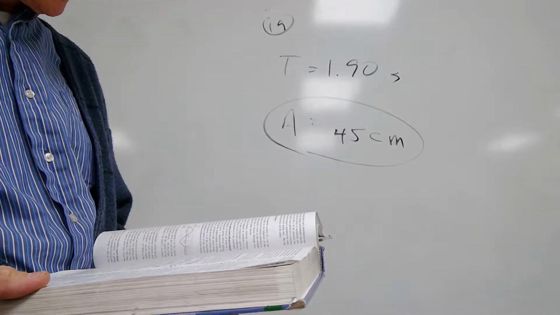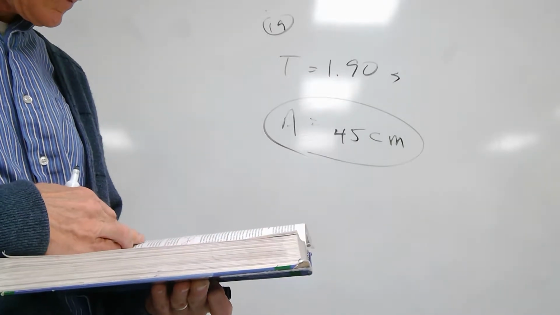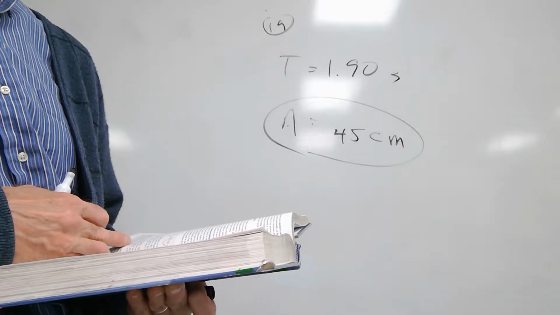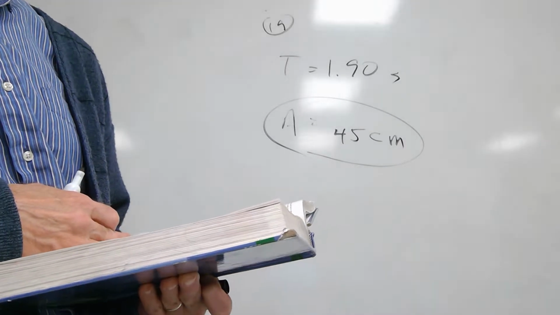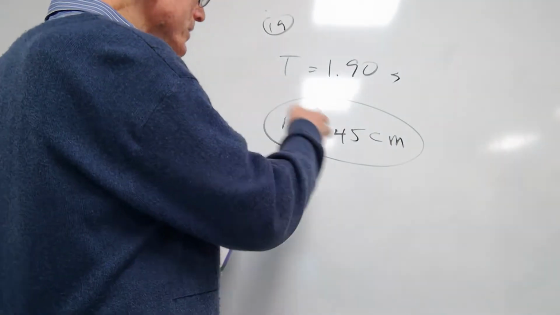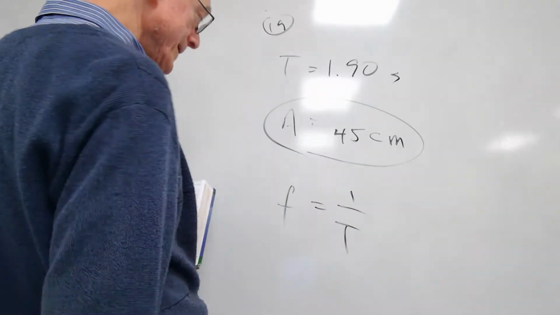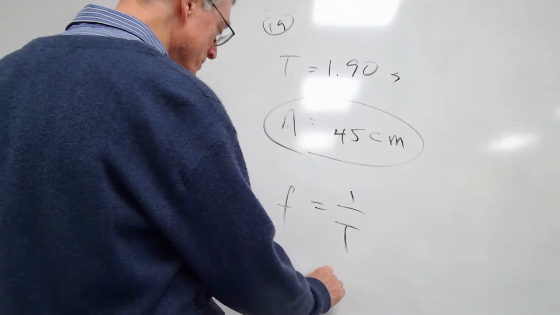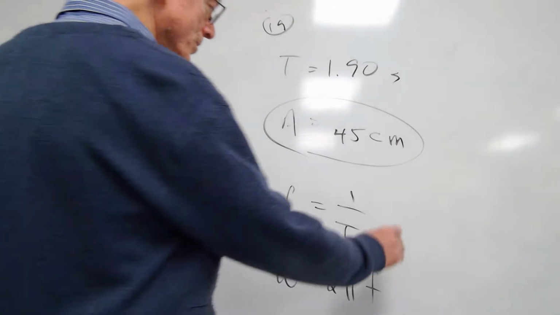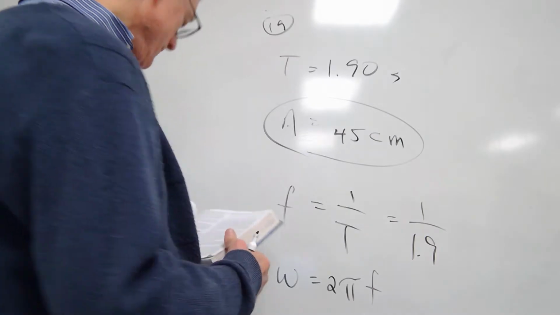B, the question is, what is the angular frequency of the motion? I think we could invert the period to get f, and we know the period is 1.9, and then angular frequency would be 2 times pi times f. That would be an easy way to do that. So the frequency would be 1 divided by 1.9.